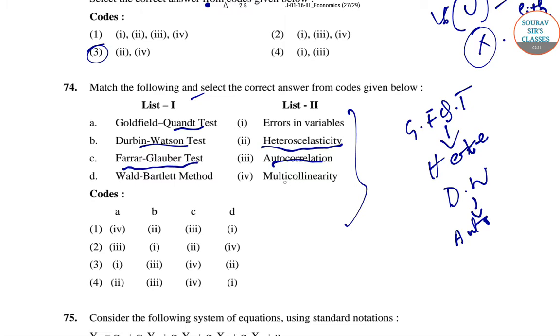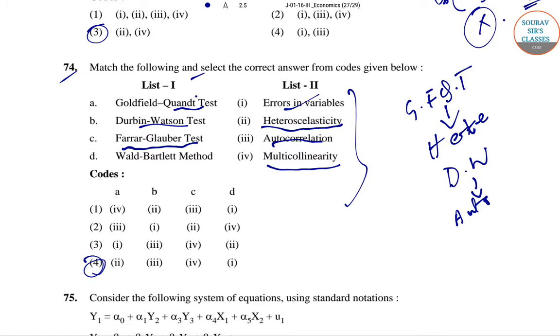The Farrar-Glauber test deals with multicollinearity. And finally, the Wald-Bartlett method deals with errors in variables. So for this we know the right answer is option 4. So for question number 74, the right answer is option 4.